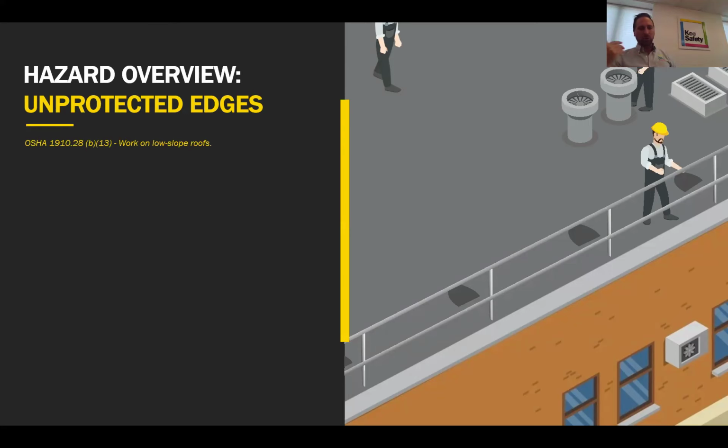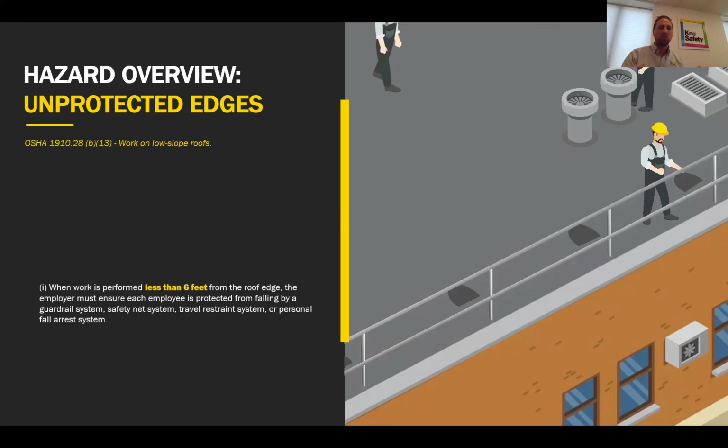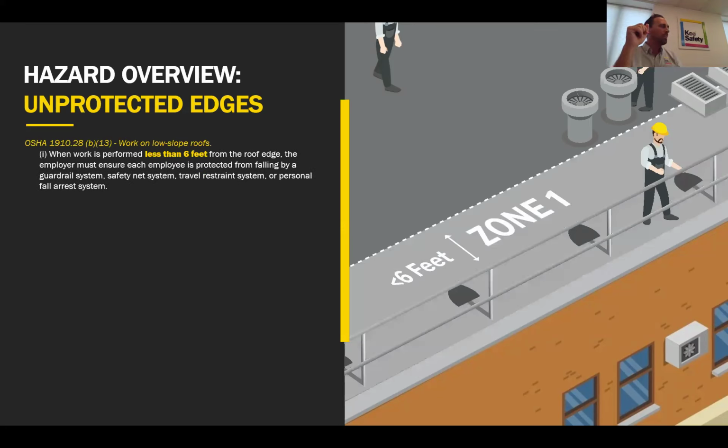Now, what OSHA requires is what we call a zone defense. So we have different zones, and when work is being done in each zone, there's different fall protection requirements. So we're going to work from the outside, the edge, and work into the middle of the roof, and we're going to talk about each of these zones. Zone number 1 is work that's being done from 0 to 6 feet into the roof edge. So work performed less than 6 feet of the edge.